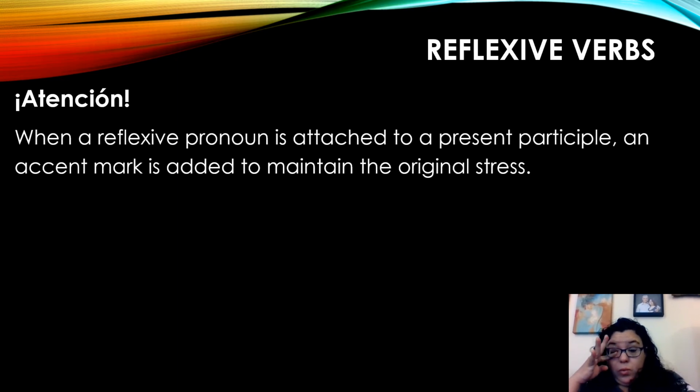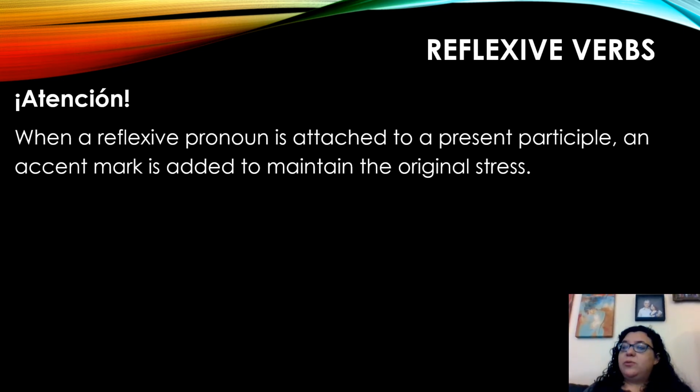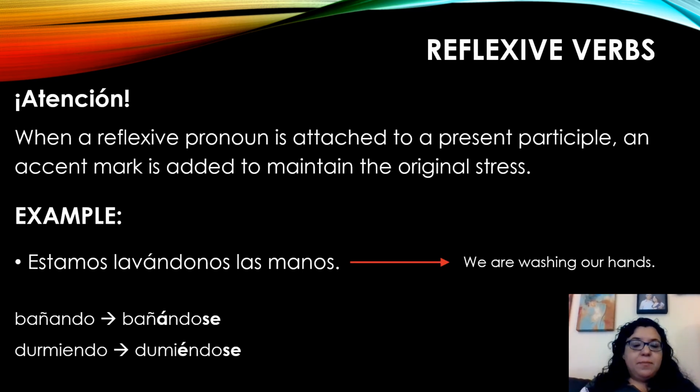Now here's something very important when we're attaching it to a participle that we have to keep in mind. When we attach it to a present participle, an accent mark has to be added to maintain that original stress so it sounds the same way as before. For example, estamos lavándonos las manos. And it's always going to be, technically, if you count the syllables, the third syllable from last. So if you notice, we're here, 1, 2, 3, and that's the syllable where we attach that accent mark.